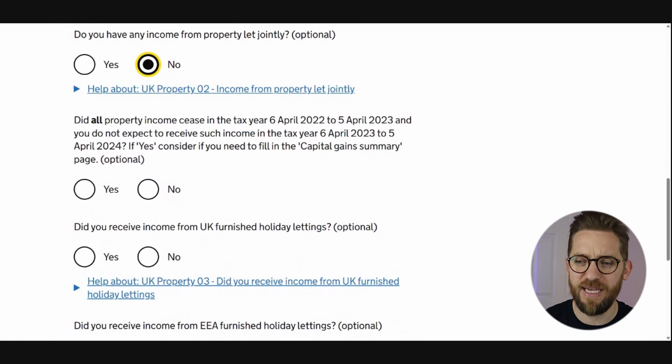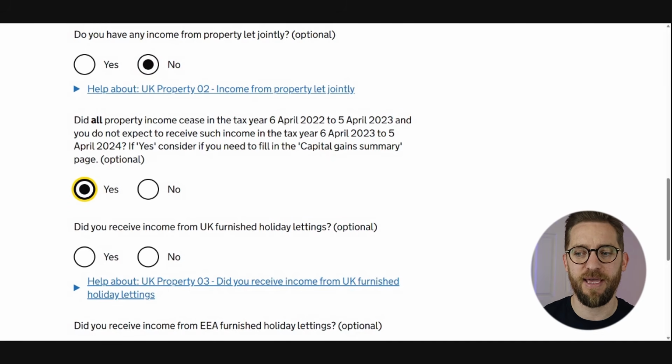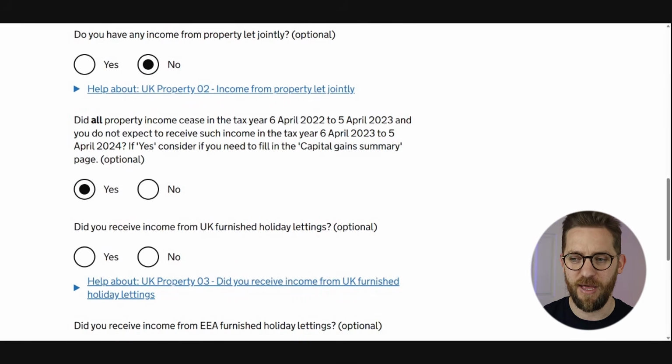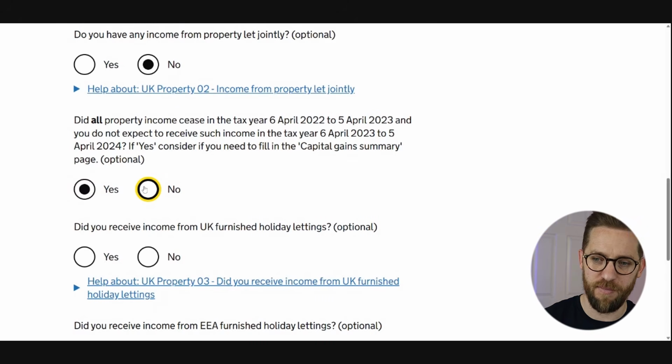Did all property income cease in the tax year? If I'd sold my property, then potentially I wouldn't have this income next year, so I can tell them that here. You can see they're reminding me that if you've got rid of your property, maybe you need to complete the capital gains summary. Maybe you've made money on that and you'll need to pay capital gains tax. So I'm saying no, it didn't cease, but it is useful because if you do say yes, they won't be expecting you to submit information next year because you've clearly told them here.